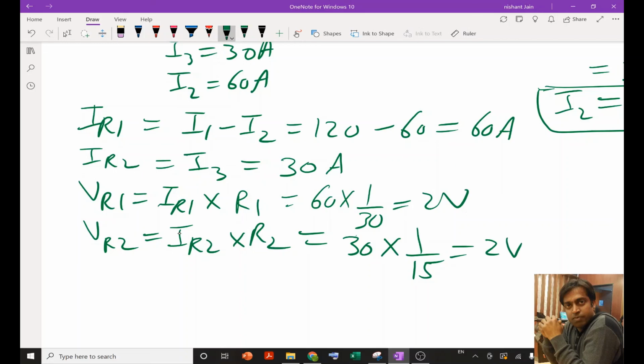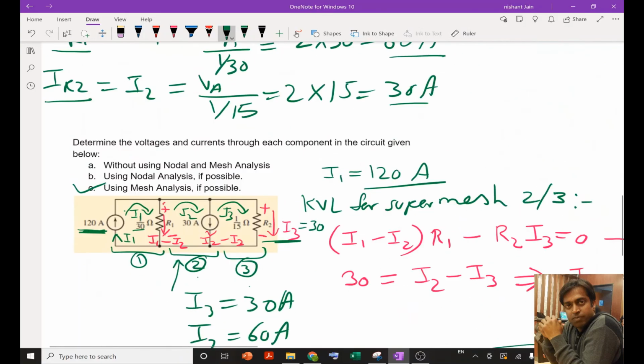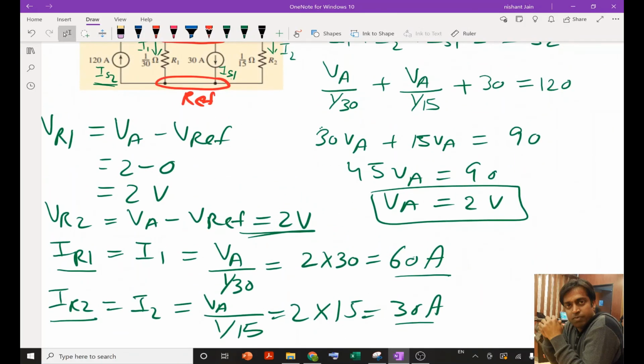2 volt. So you can see again I got the same value for the currents as well as for the voltage. So it proves that we can use any method to solve our circuit and we are going to get the same result with any method that we use.